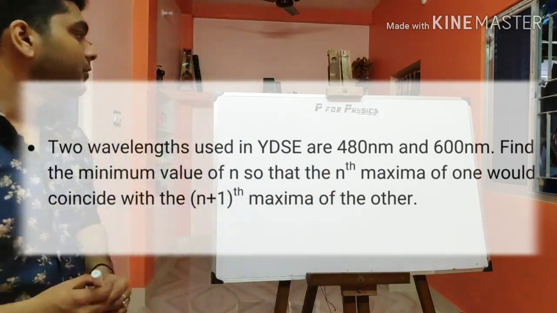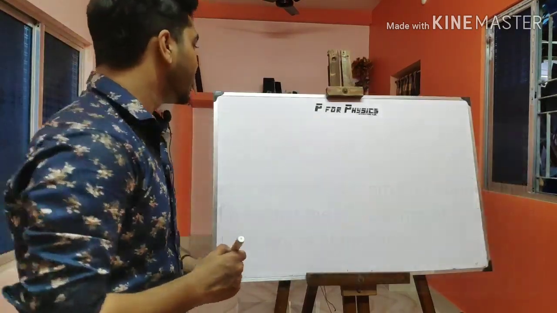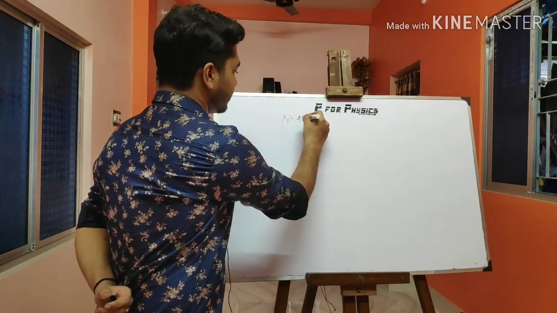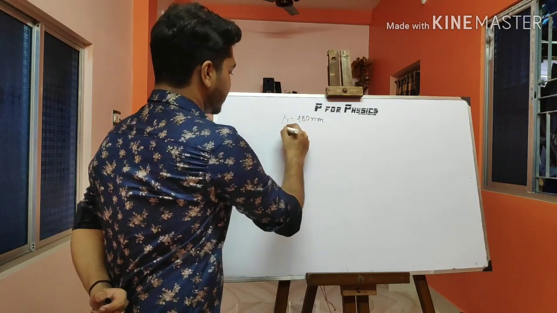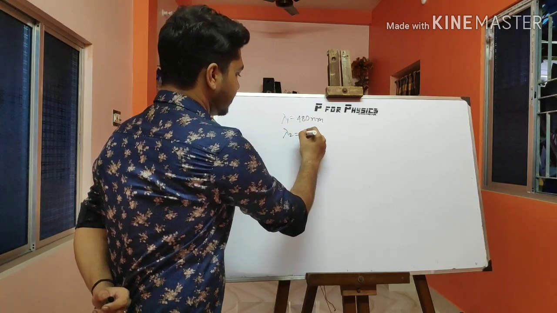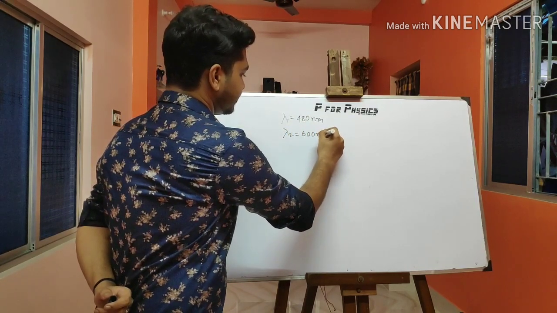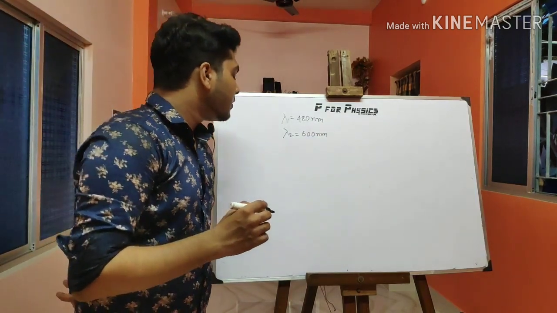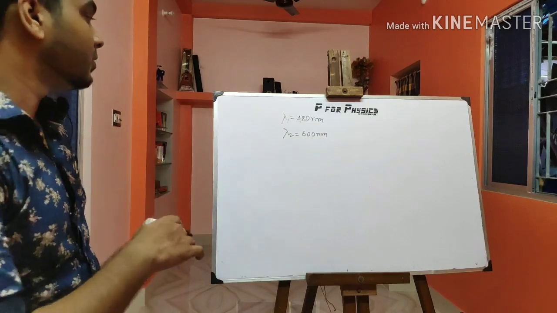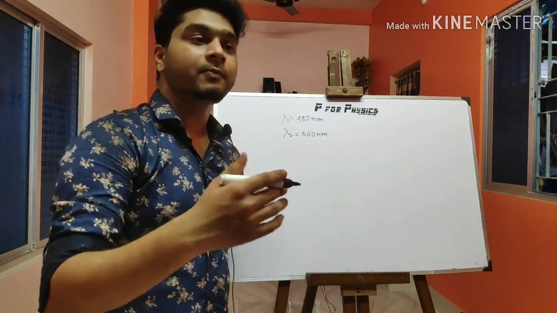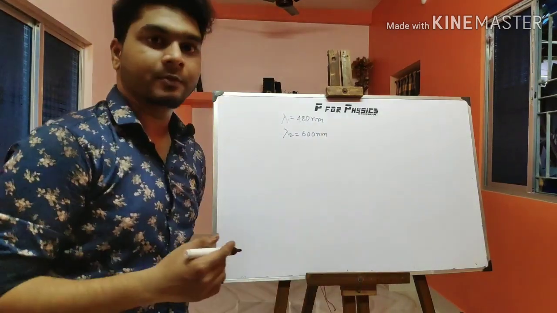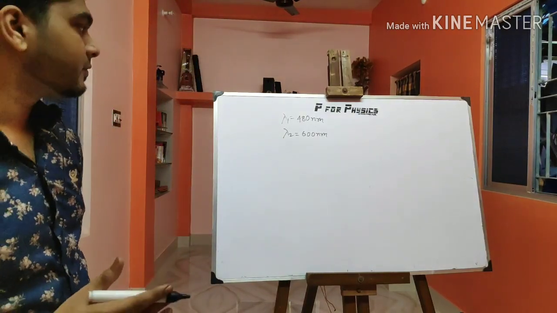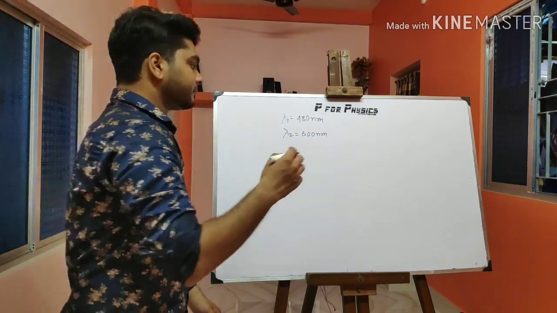Okay, so this question says we have two wavelengths, lambda 1 equals 480 nanometer, lambda 2 equals 600 nanometer, and the question is: the nth maximum of one will coincide with the (n+1)th maximum of the other. Okay, so let's try to understand this question with the help of a diagram.